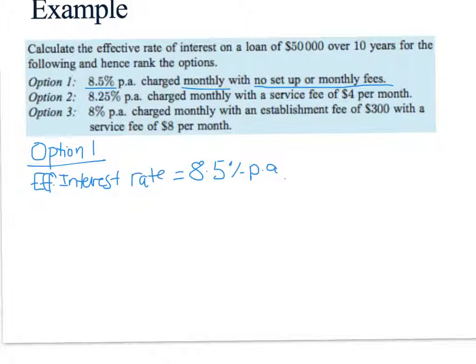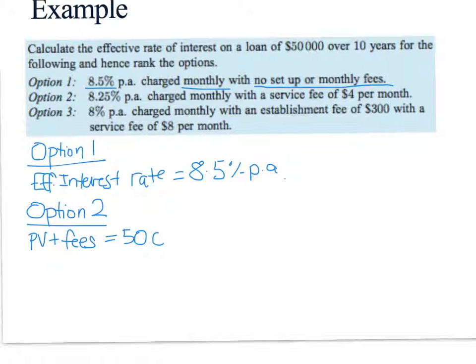Okay. So option 2 is where we get to start looking into it. Okay. So step 1 is all the pro rata adding stuff. So we need to calculate the fees and add it onto our initial amount. So the PV plus the fees is going to equal our 50,000.